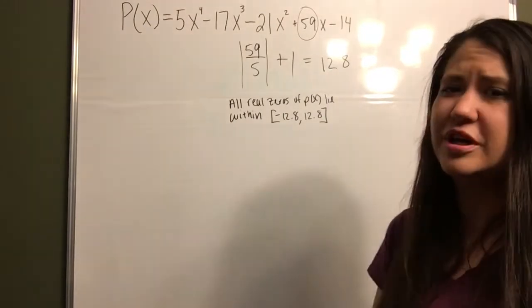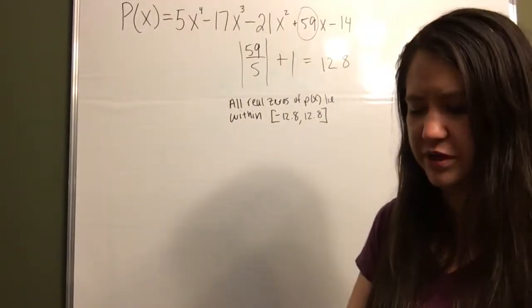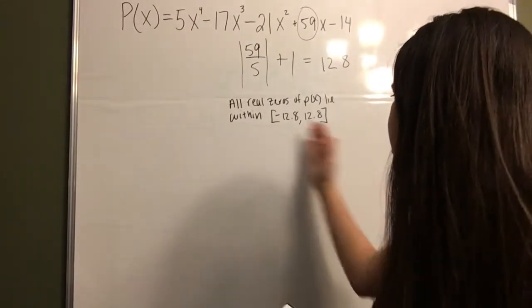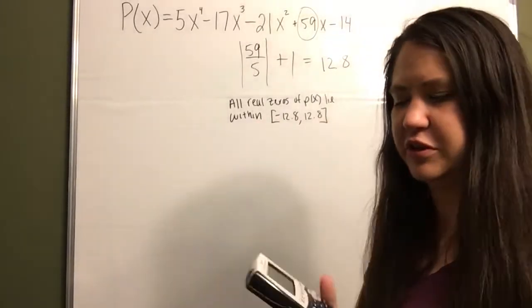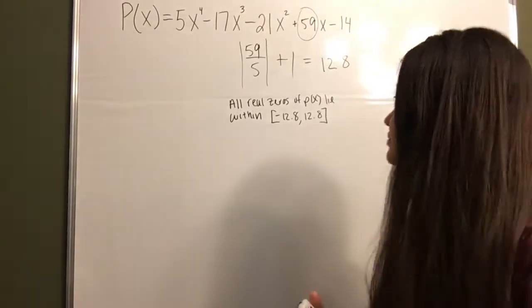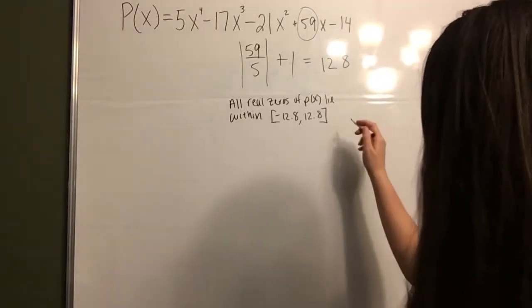So that's pretty cool. And that does help us with knowing, if we're going to use a calculator for this, what we can set our calculator x values to be when we look at the graph. And now we know negative 12.8 to 12.8 is a good choice. Okay, so we'll keep this in mind.